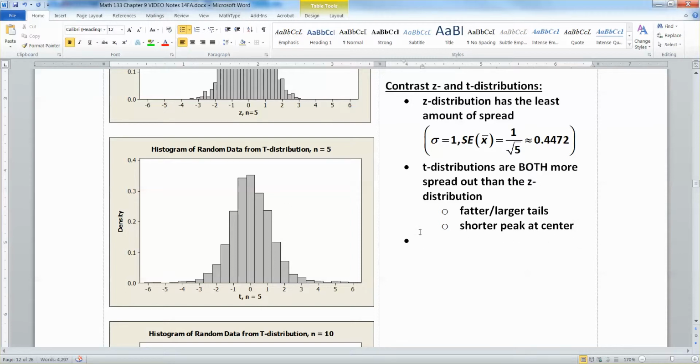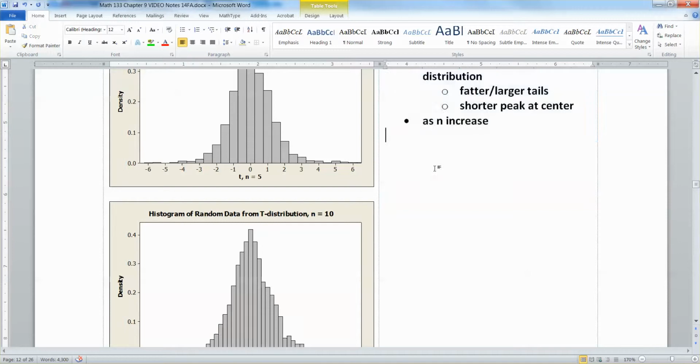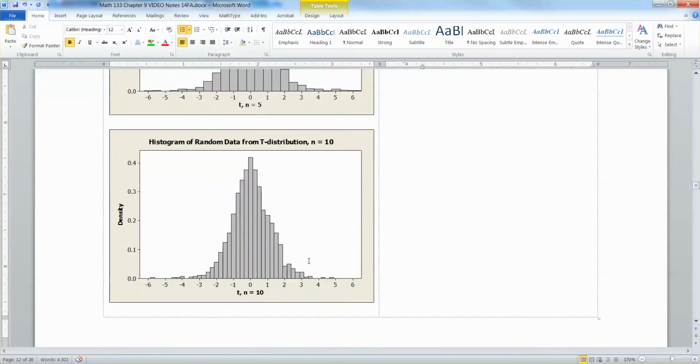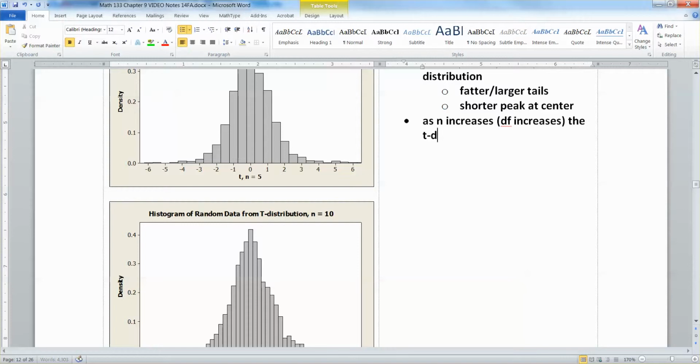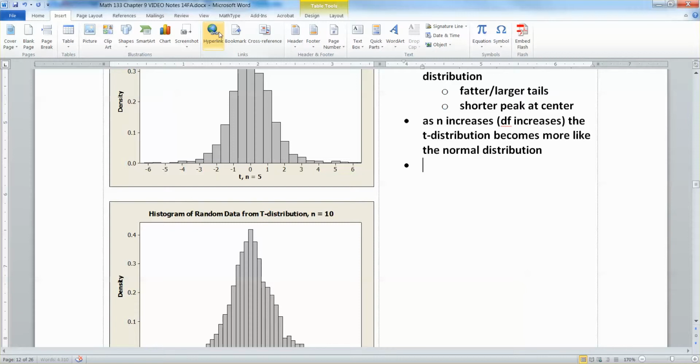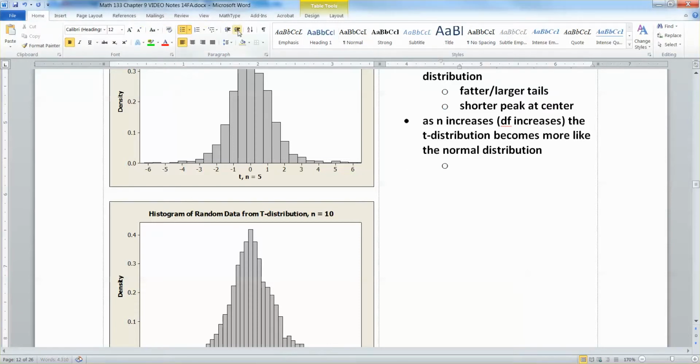All right, then let's compare the two T distributions. As n increases, now let's look at this. This one is n equals 5. The one below it is n equals 10. So as n increases, which means, by the way, your degrees of freedom is increasing, what happens? The curve, this bottom one, looks closer to the normal curve than the first one did. It becomes more like the normal distribution. In other words, n equals 10 is closer to the normal distribution than when n equals 5.